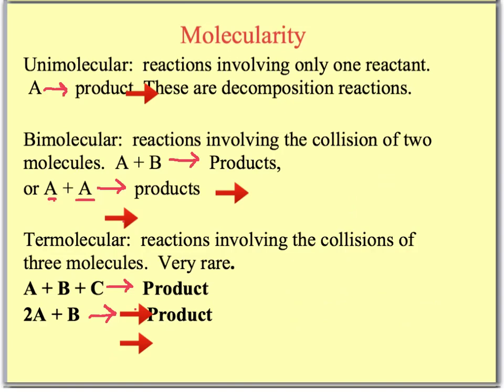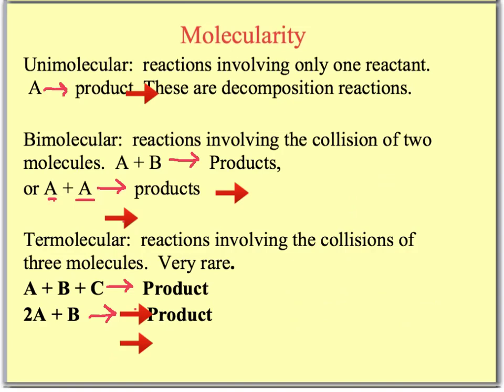Here we have, and again, sorry, my arrows are all messed up, so the printed ones we're just going to have to ignore. For molecularity, we have unimolecular, which is a reaction that involves only one reactant. So your reactant A is going to form your product. These are going to be your decomposition reactions. Bimolecular reactions involve the collision of two molecules. So A plus B forms products, or possibly you have A and A bumping into each other, and that also forms a product. That's still considered bimolecular.